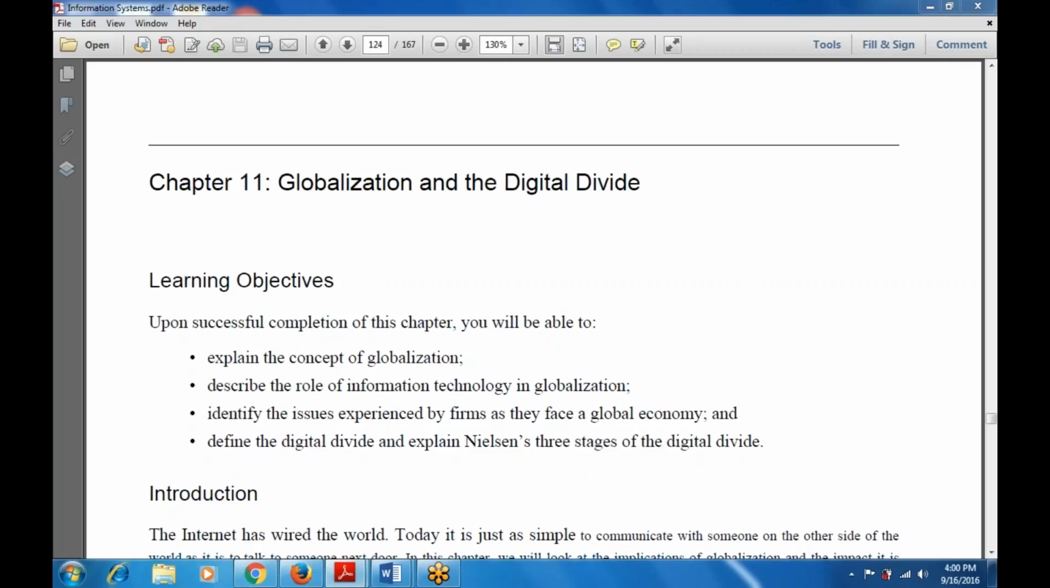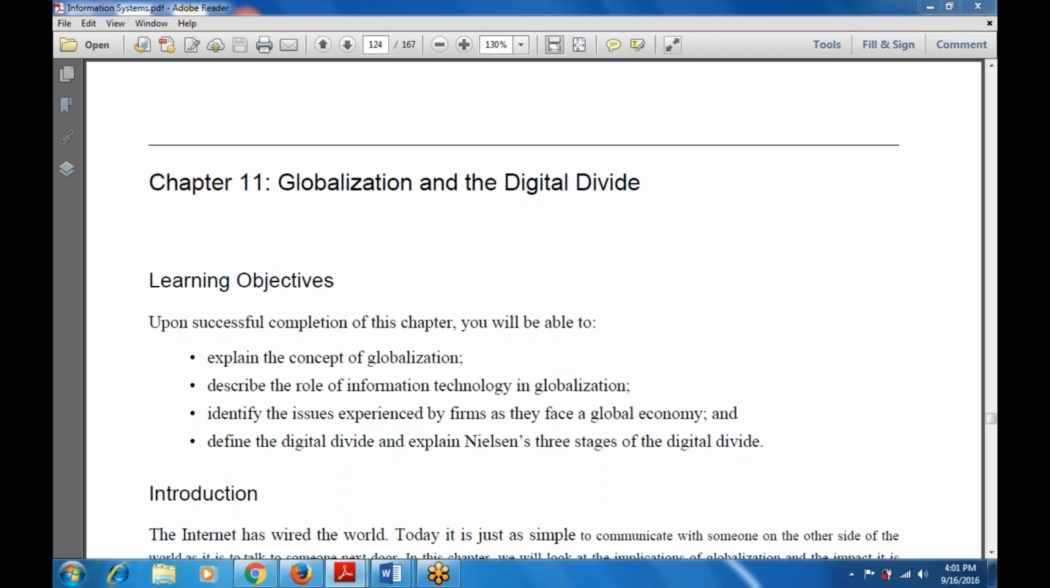Today's topic is chapter number 11, that is globalization and the digital divide. That is, what is globalization and what is the digital divide? How we can globalize things, and how we can divide things into digital parts. Let's see what the various learning objectives are.